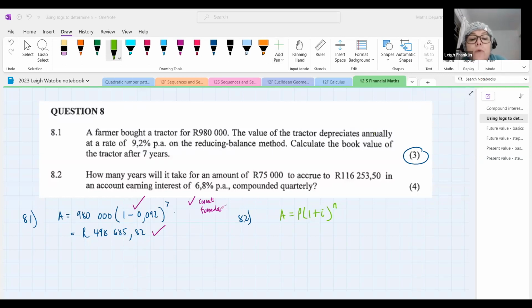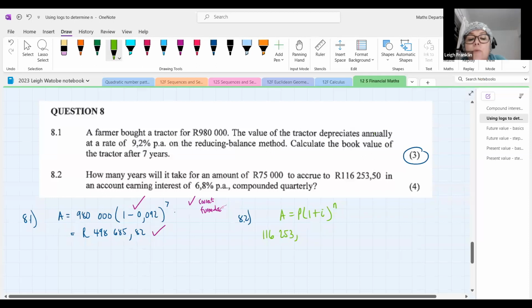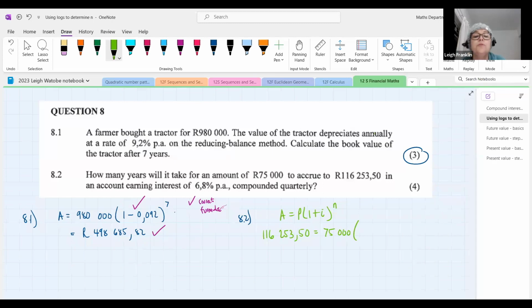Okay, so the 116,253.50 goes over here. The P is the 75,000, so it accrues interest or grows bigger. So at least we've learned a new word tonight. If we didn't know what accrue means, at least we've had a chance to discuss that before you see it in a test or an exam.